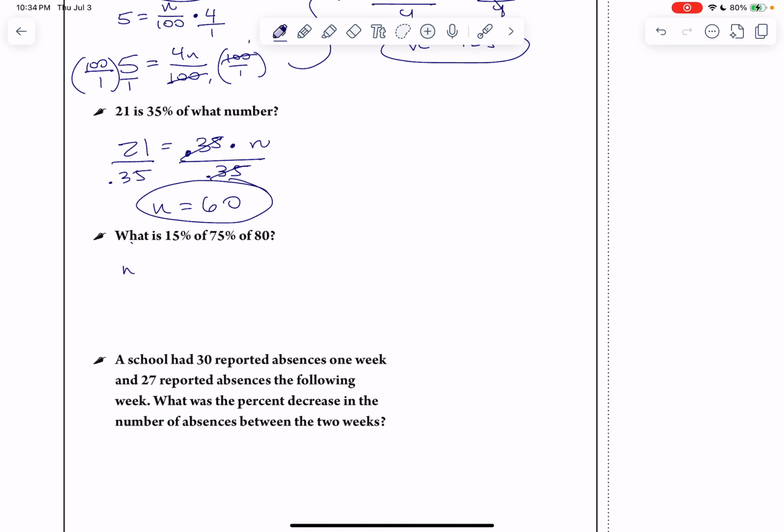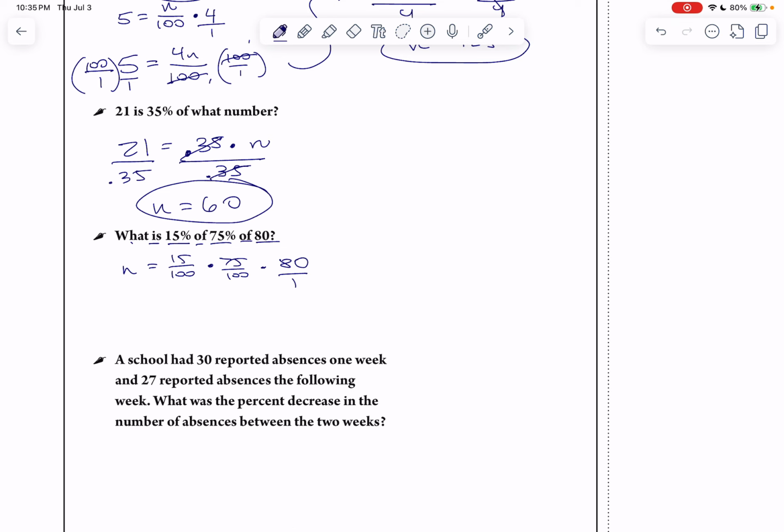What? We make a variable. Is, we make an equal sign. 15%, that's 15 divided by 100, of, that's multiplication, 75%, 75 over 100, of multiplication, 80, just 80, not 80%, so I'll put it over 1 so it doesn't feel lonely.